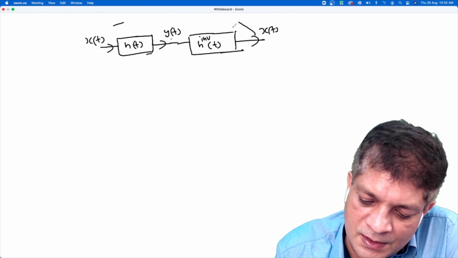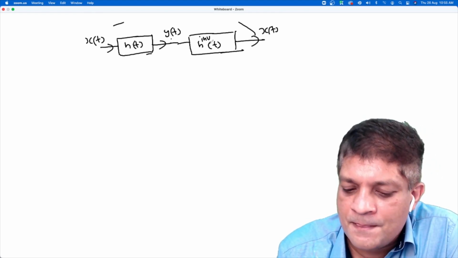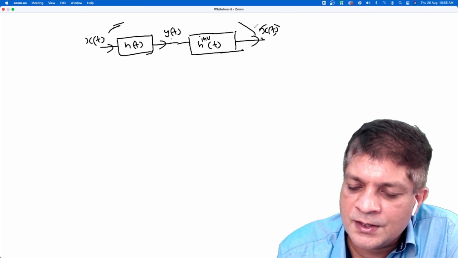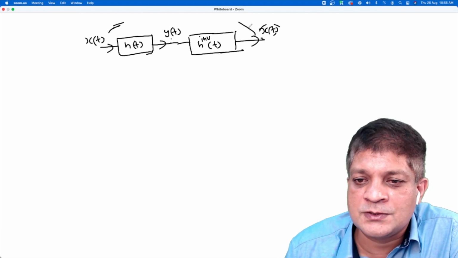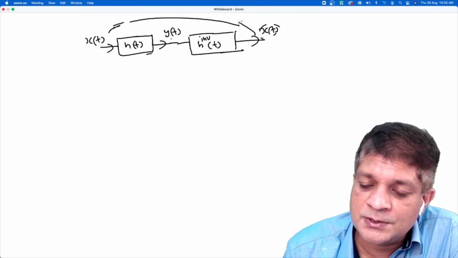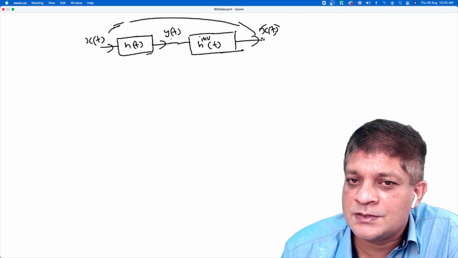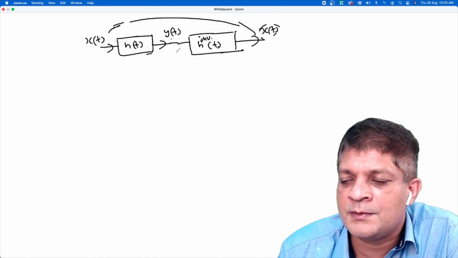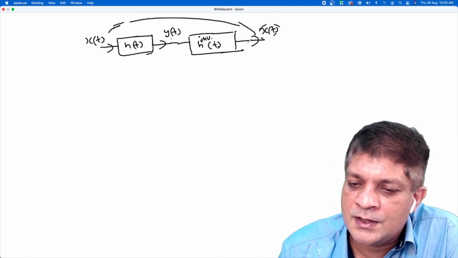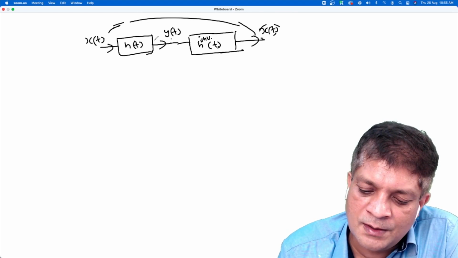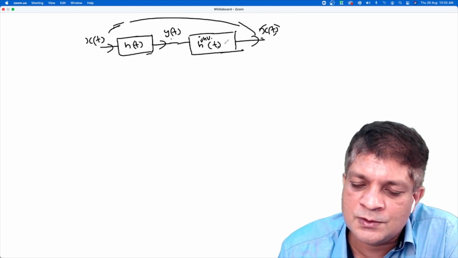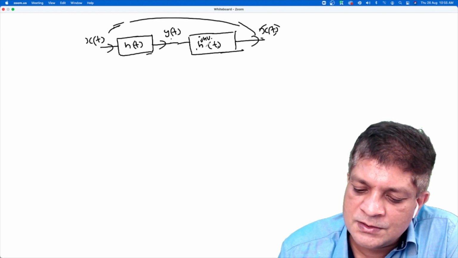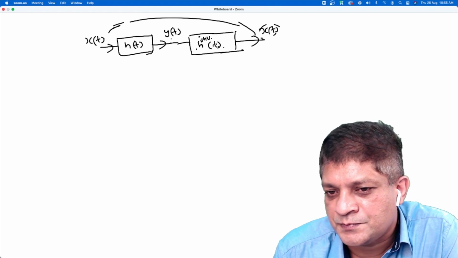If we can find a system such that for any input you get the same signal here, for all possible signals, then we can say that the system is invertible. And this is h inverse t. I'm assuming that for a time invariant system, its inverse is also a time invariant system, an LTI system. So let's say this is the impulse response of that.